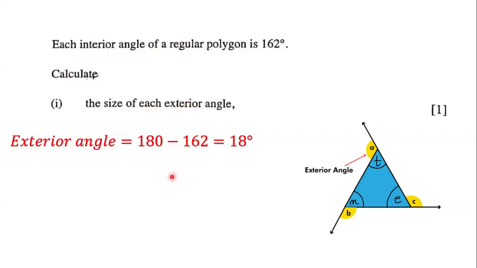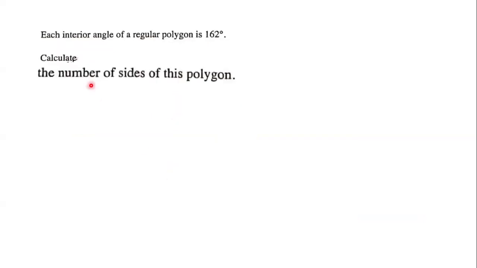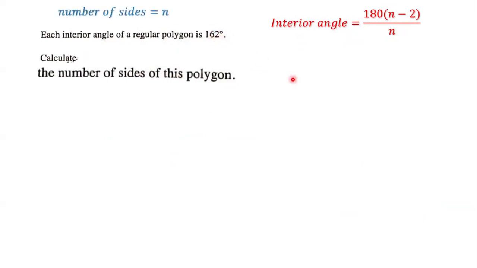And so let's move on to the next question here. It says that each interior angle of a regular polygon is 162 degrees. Calculate the number of sides of this polygon. So we use this formula. It states that the interior angle is equal to 180 multiplied by n minus 2 all over n, where n is the number of sides.